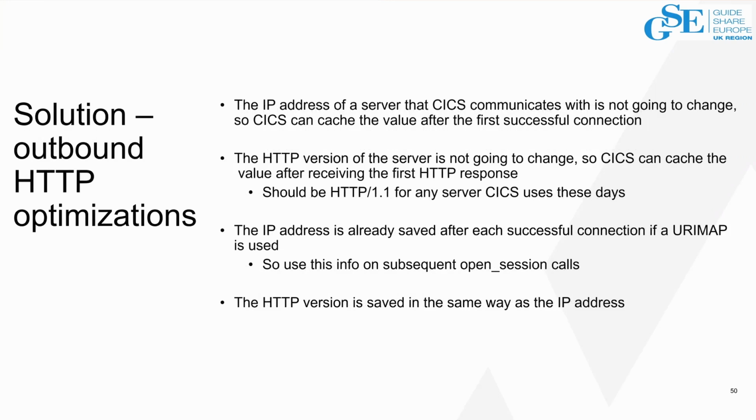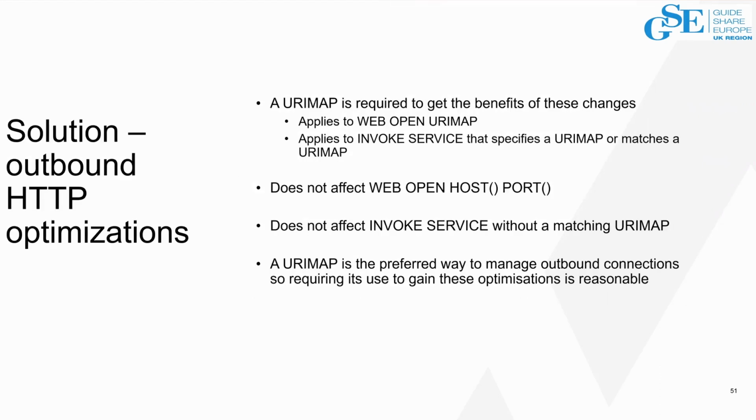I think in the interest of time, I've said all that. So it basically applies to web open requests that use a URI map and invoke service requests that use a URI map. We will cache the IP data so that we don't have to look it up again.